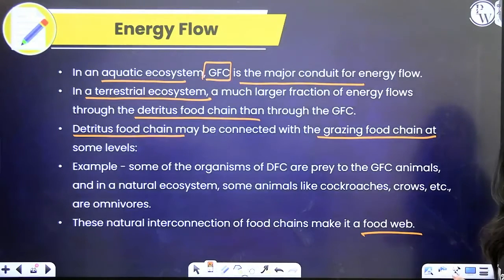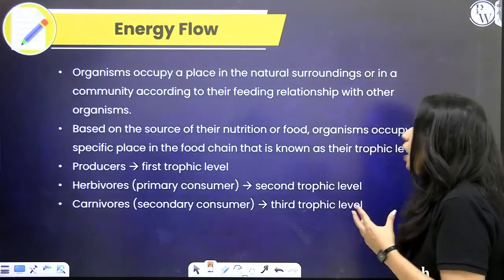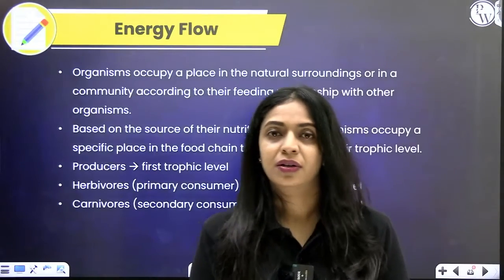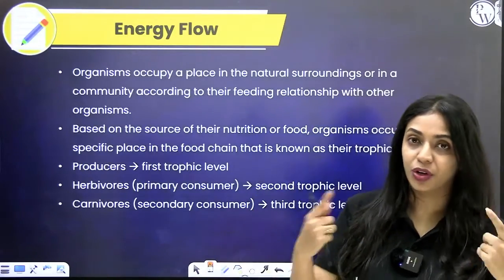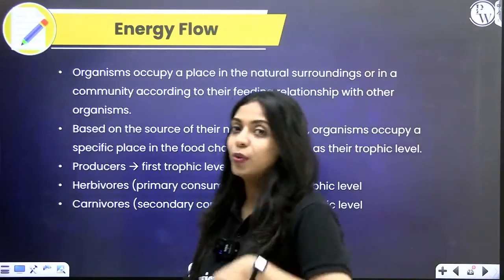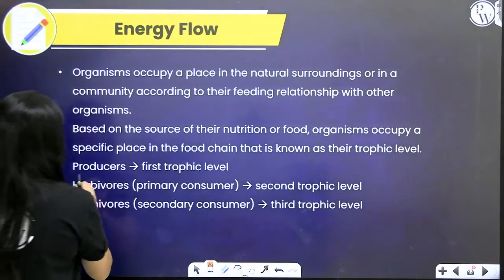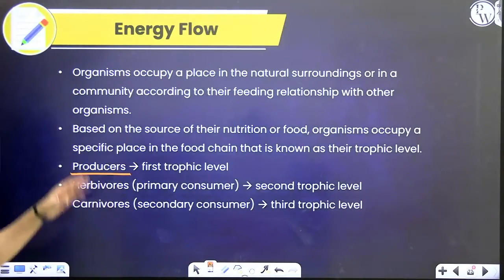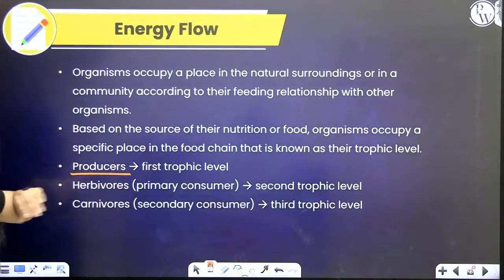All right. Now, according to what we feed on, we belong to specific trophic levels. Depending upon how you are obtaining your nutrition, what you are eating, you have different trophic levels. First one is producers. Like I've been saying, they make their own food. They absorb the sunlight, make their own food. That is the first trophic level.